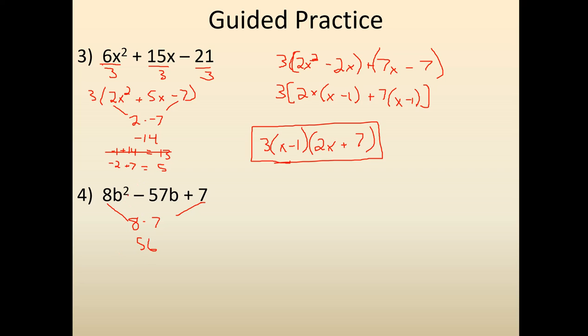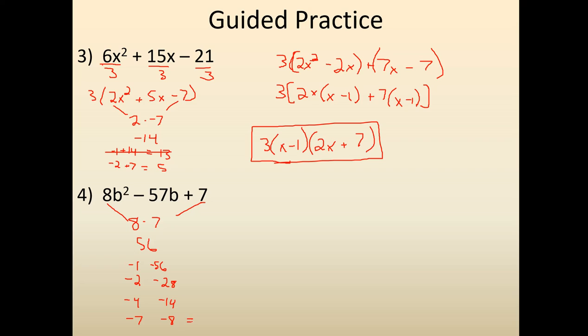So because the middle number is a negative, both of my numbers will actually have to be negative in order to get a positive number. So negative 1 and negative 56, negative 2 and negative 28. So just going through all the factors, the next one will be negative 4 and negative 14. And the last one should be negative 7 and negative 8.